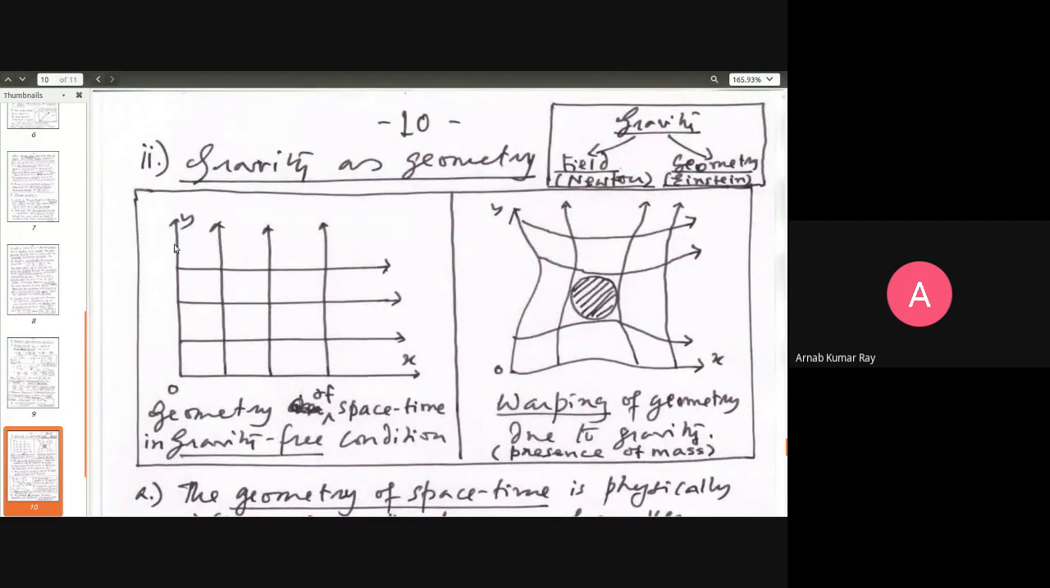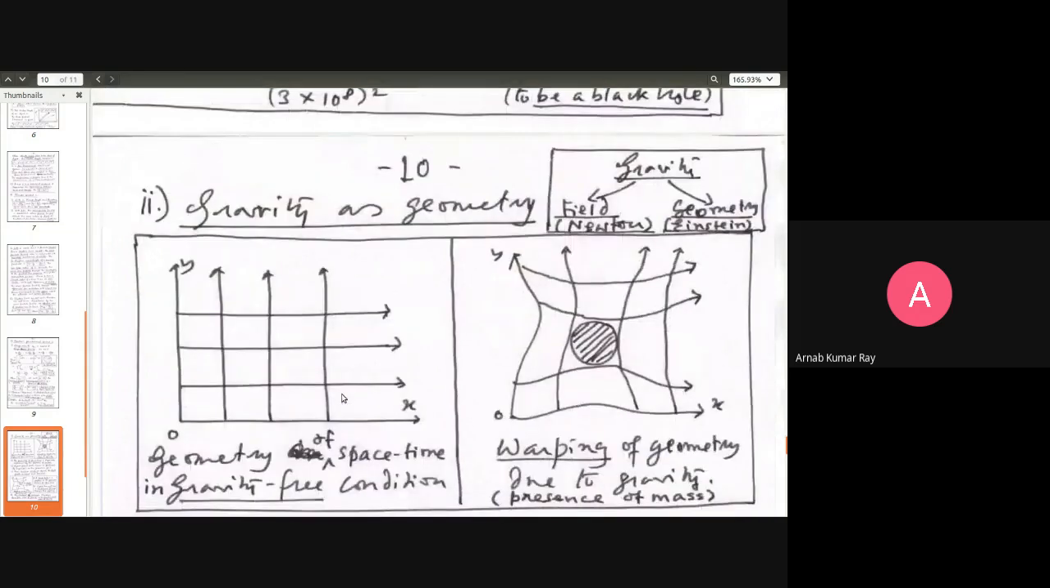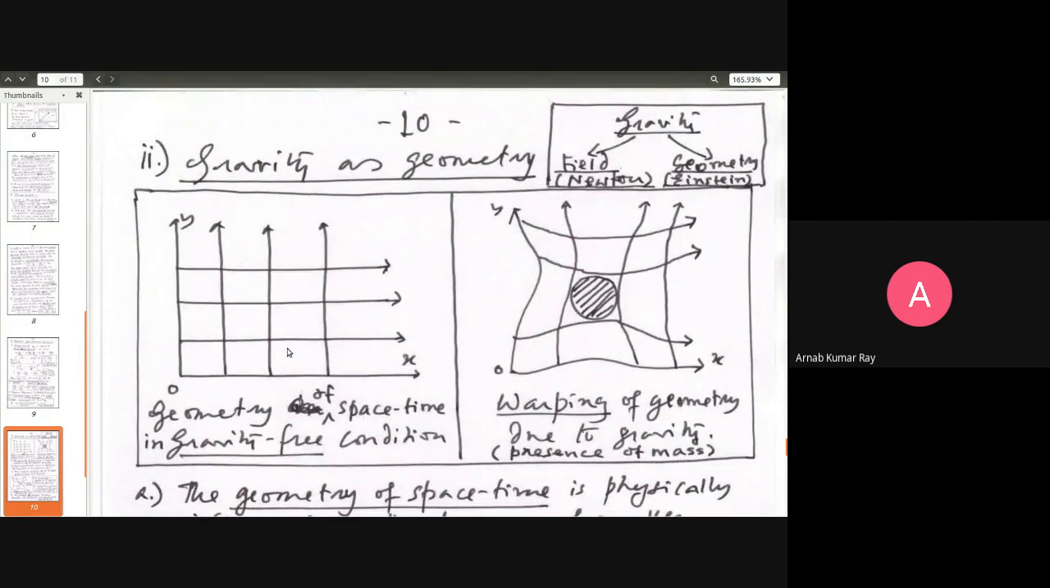Here, I've written something in the top left panel: gravity, 2 arrows. One is field, and below that is Newton, and the other is geometry, and below that is Einstein. So we have to understand the implication of this whole connection. So geometry, basic geometry: here's a coordinate grid. You have a two-dimensional geometry. You have the x-axis, you have the y-axis. I've written something over here, geometry of space-time in gravity-free condition. Let us first just try to understand geometry in itself.